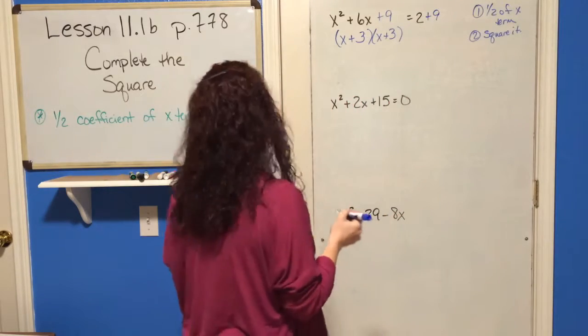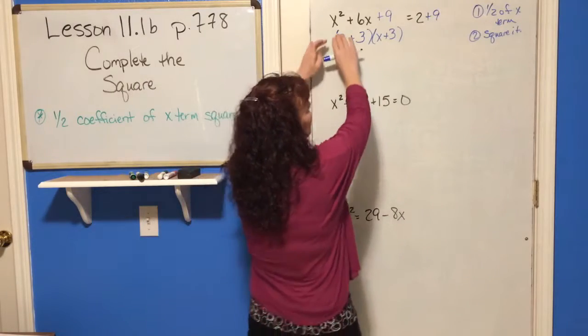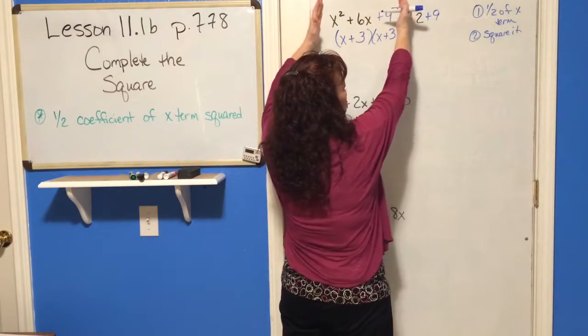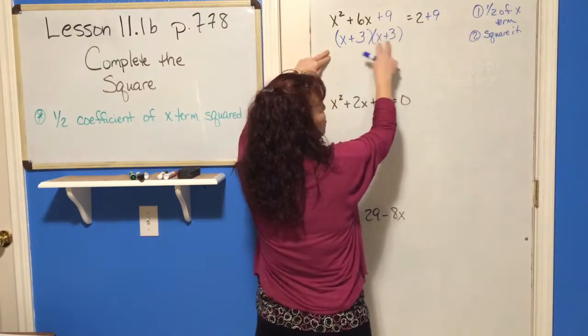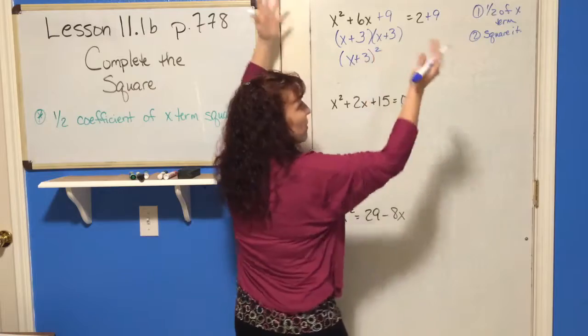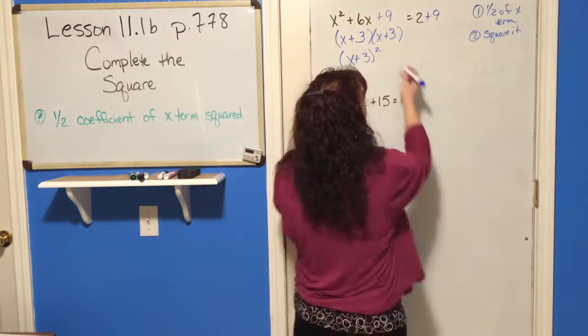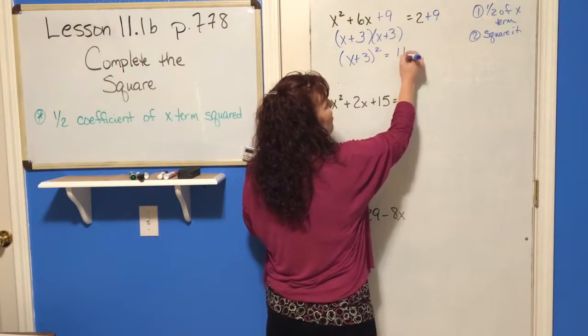All right? Now we've made this side into a perfect square trinomial. It's x plus 3 times x plus 3, which is just x plus 3 squared, right? And on this side, we still have 9, 10, 11. So x plus 3 squared is 11.